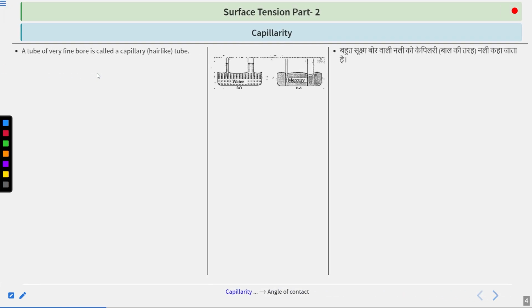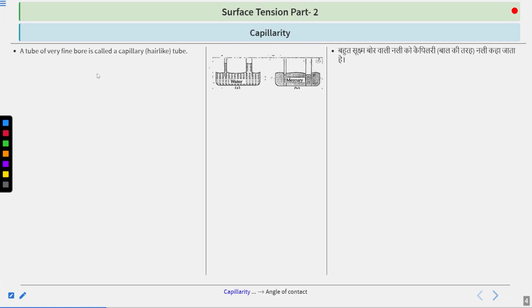Okay. Now let's begin with the topic of capillarity. So basically, what do you mean by capillarity? To understand this, first we have to understand the capillary tube. A tube of very fine bore is called a capillary or hair-like tube. The phenomenon of rise or fall of liquid in a capillary tube is called capillarity.